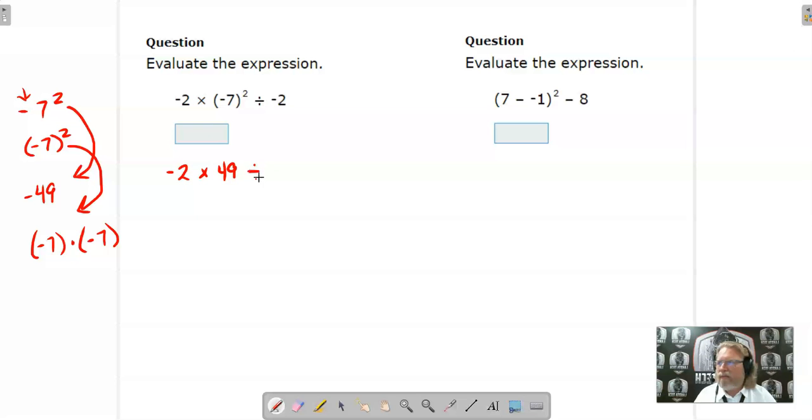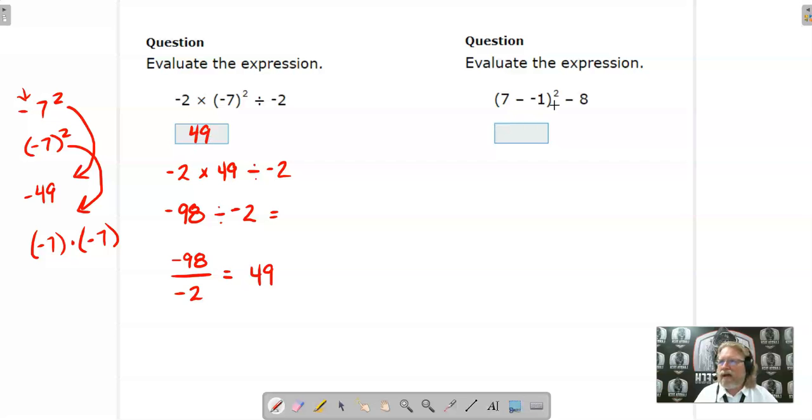Let's bring down the divided by negative 2. Now I have multiplication and division. So let's go ahead and multiply 49 times 2. Well, that should be 98, right? And positive times negative is a negative. Signs are different. Divided by negative 2. And now, I'll write this 98 over negative 2, because every division problem can be written as a fraction. 98 divided by 2 is, oh, look at that, we're right back to 49, right? And negative divided by negative is positive, so my answer is positive 49.